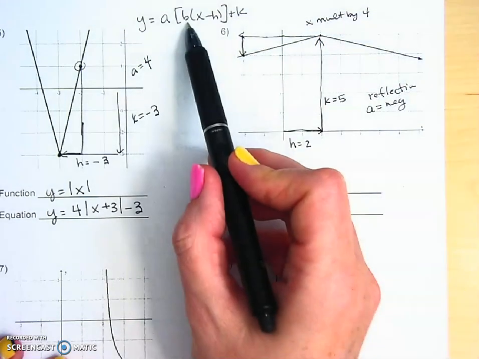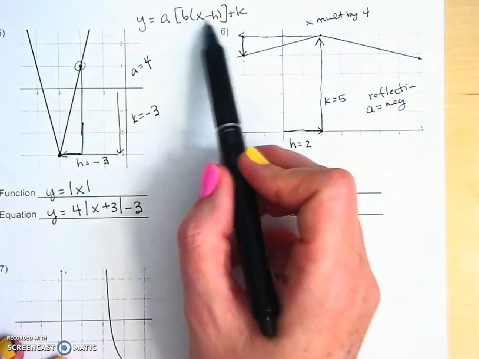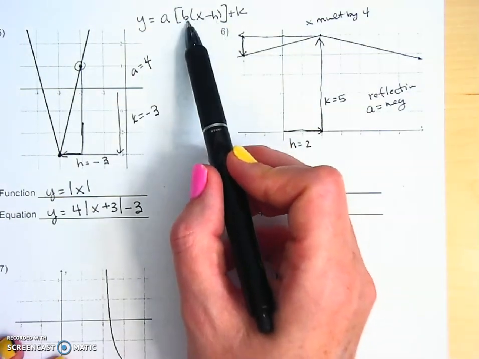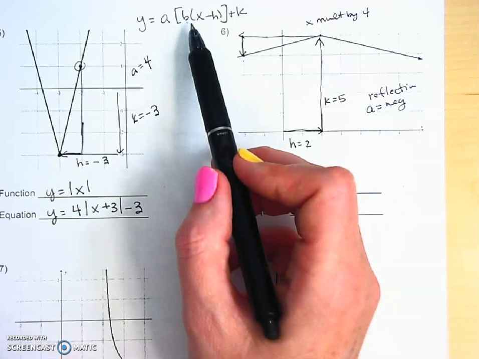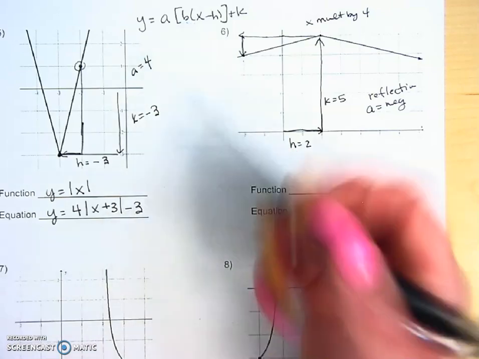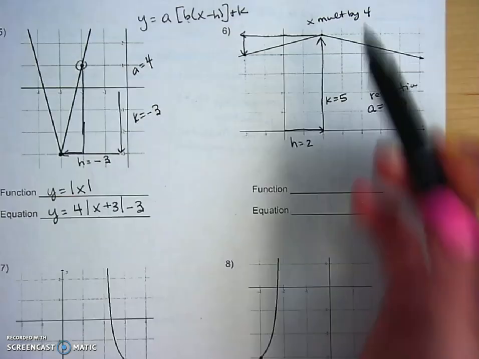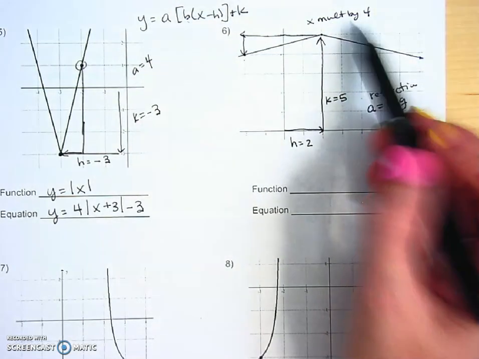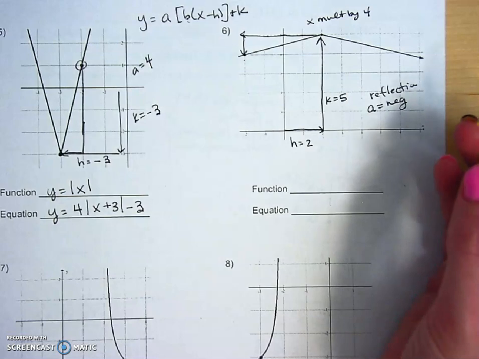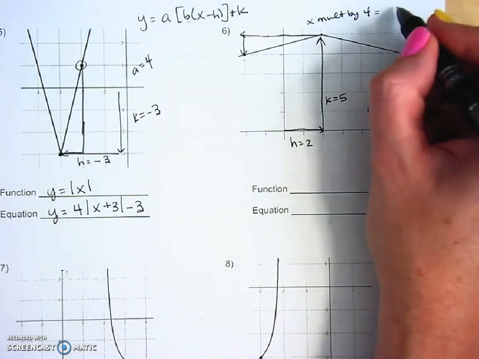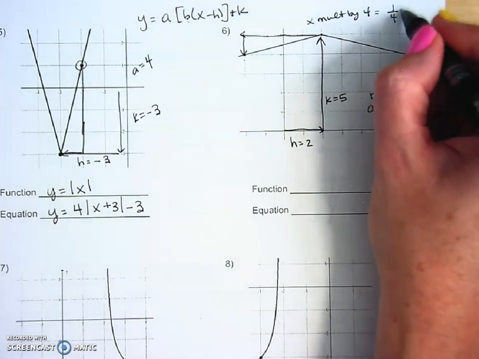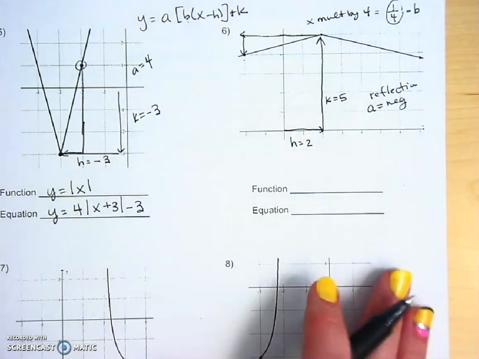However, whenever you're doing something inside with the x, whether it's adding an h or filling in the b, you're going to do the inverse. So the inverse of multiplying by 4 is dividing by 4, or in other words, multiplying by a fourth. So that's going to be my b value.